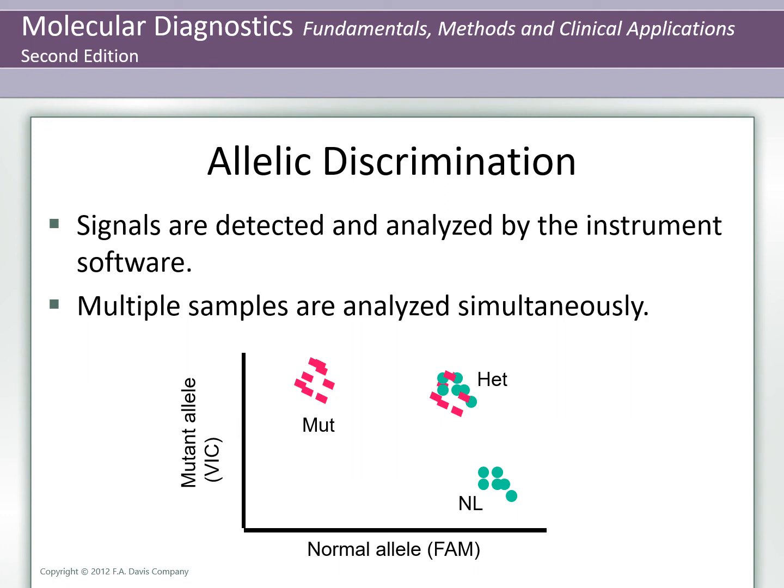The signals are detected and analyzed by instrument software, and as mentioned previously, multiple samples can be analyzed simultaneously. The Taq exonuclease functions only if the probe is matched to the sequence being tested. High FAM fluorescence indicates a normal sequence, whereas high VIC fluorescence indicates a mutant sequence. If both fluors are detected, such as here in the figure, the red and the green fluorescence, the test is considered heterozygous.